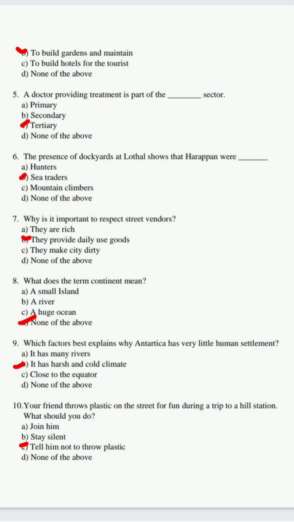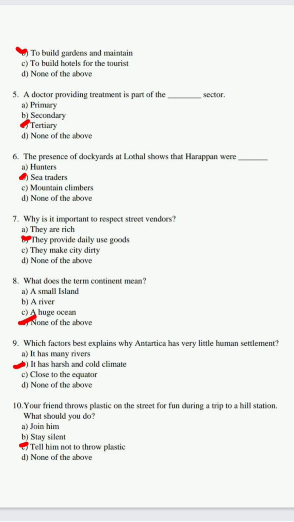Question number 9. Which factor best explains why Antarctica has very little human settlement? Options are A. It has many rivers, B. It has harsh and cold climate, C. Close to the equator, and D. None of the above. And the correct option among these is option B. It has a harsh and cold climate.